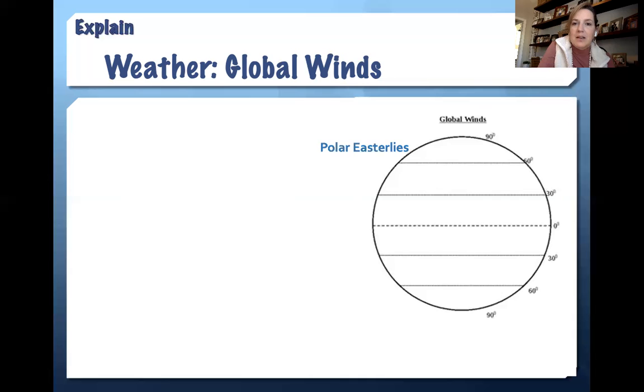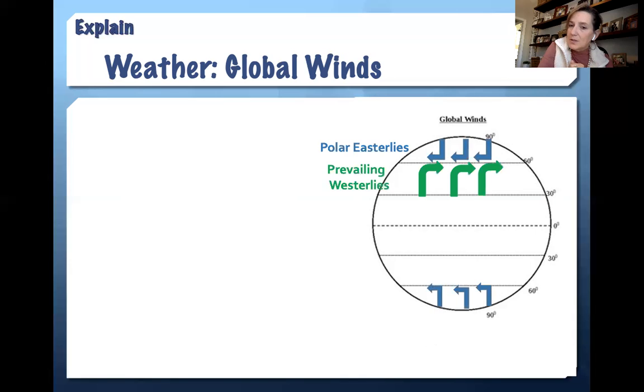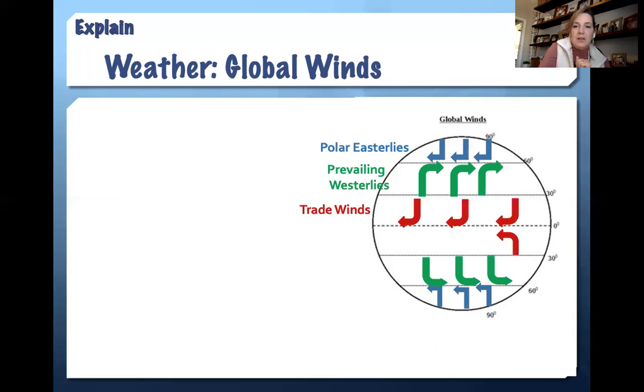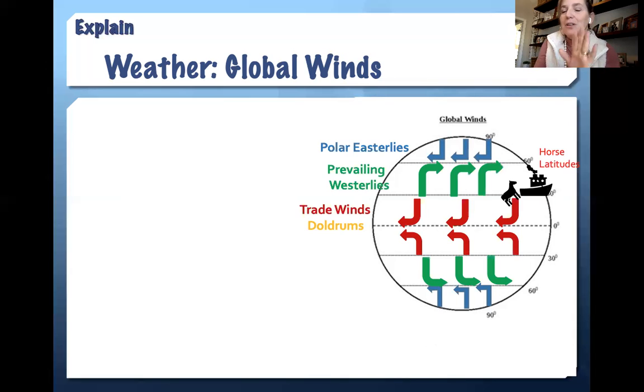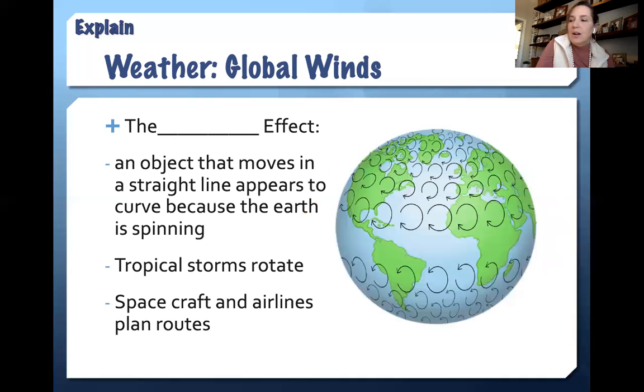All right. So we've got the easterlies. This is just a quick review: polar easterlies. Then we have the prevailing westerlies. Then we have the trade winds here. Then we have the doldrums and we have the horse latitudes. You can pause this again and make sure you have all this filled in on page 19.